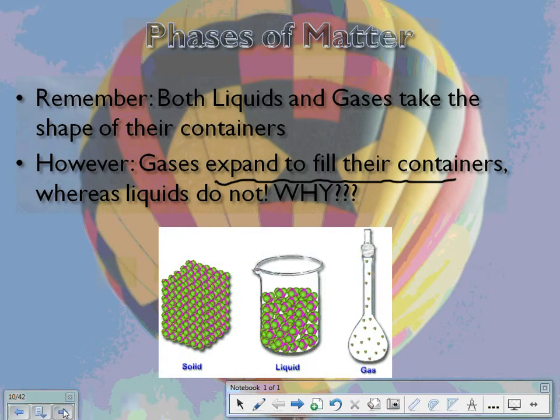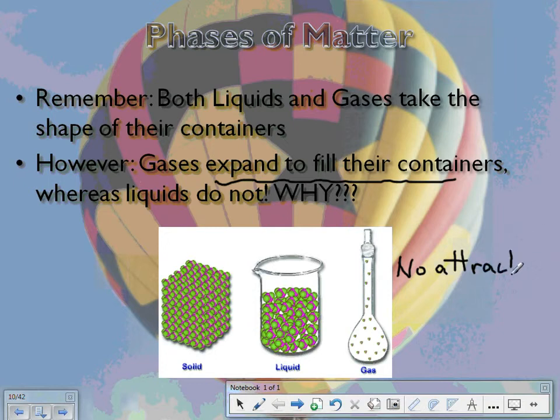Right, and that's how we define solids, liquids, and gases. Gas particles are described as having no attraction between the particles. The attractive force is essentially zero for a perfect gas.